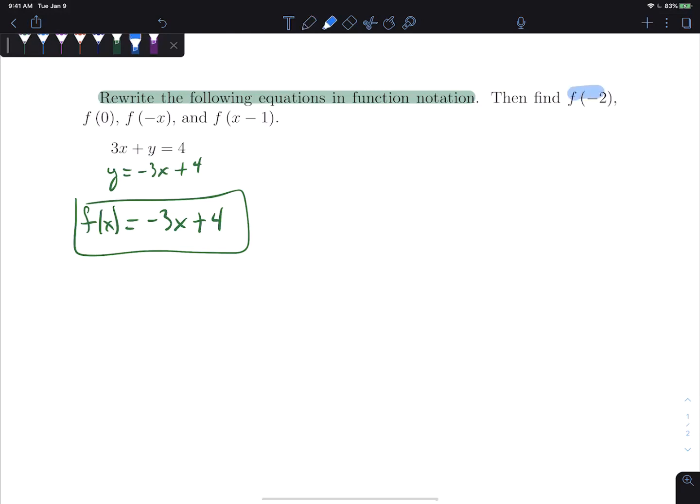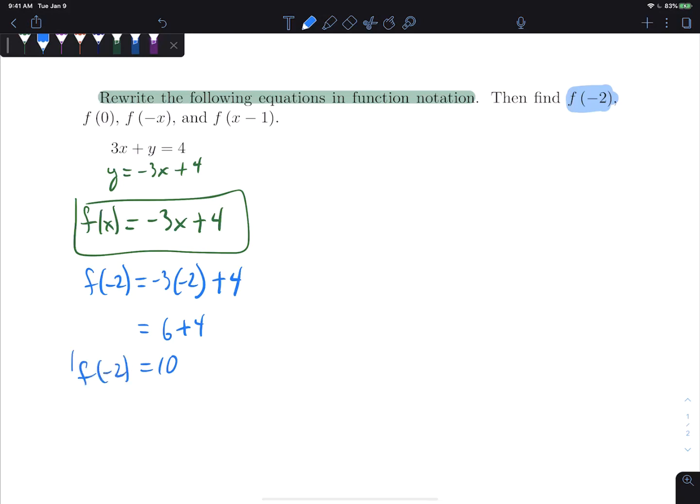The next thing I want to do is go ahead and find f of negative 2. So that means that I'm going to write down f of negative 2 and then replace all x's with negative 2. So this is going to give me negative 3 times negative 2 plus 4. And then just simplify the right-hand side. The right-hand side becomes 6 plus 4, which is, of course, 10. So f of negative 2 is equal to 10.